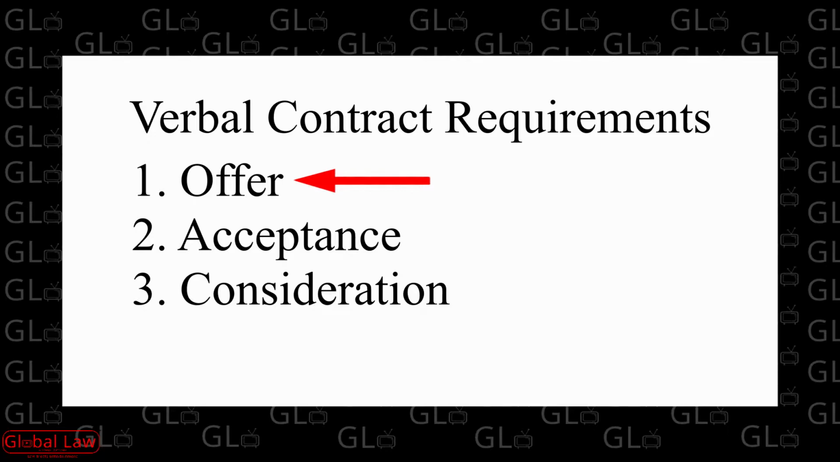It has an offer, an acceptance, and consideration. I offer something, you accept that offer, and there's consideration. We're exchanging things. It can be a service for money, it can be a product for money, whatever it is, but those are the three elements of a contract, and they don't have to be written down, but it is advisable to have it written down.